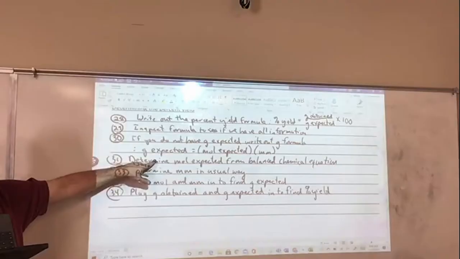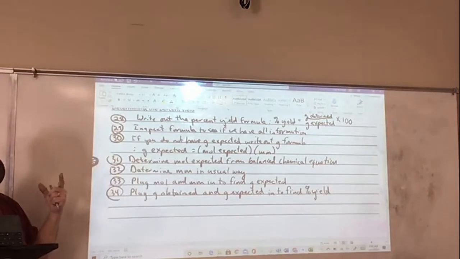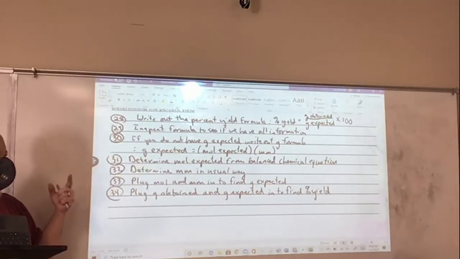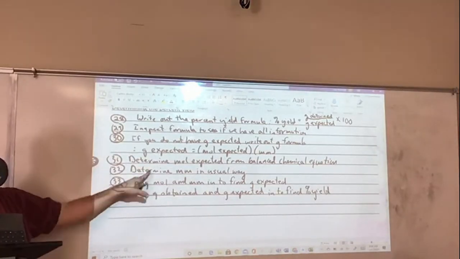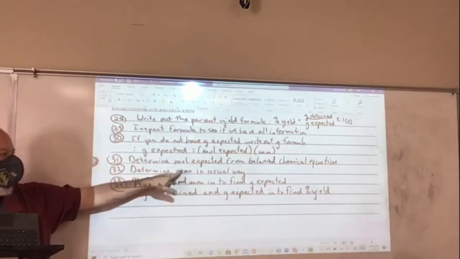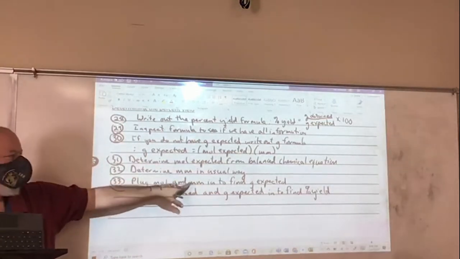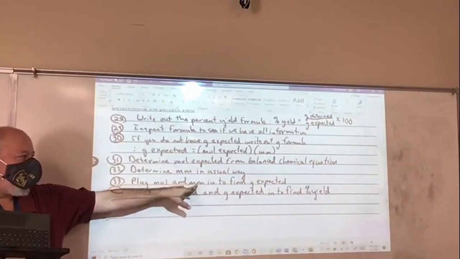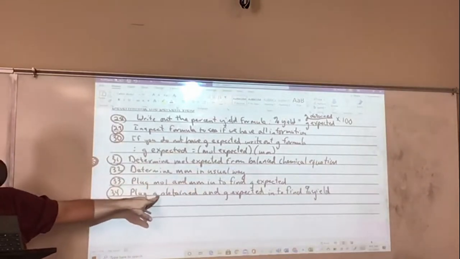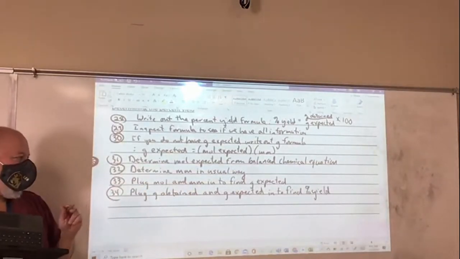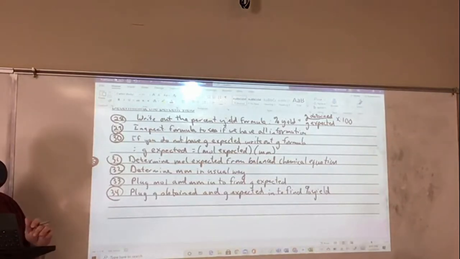And we did that. We found out that we needed 0.01 moles because that was the same as the number of moles of the reactant. We determined the molar mass of lead iodide. We plugged the moles and molar mass in to find the grams expected. We plugged the grams expected and obtained in to find the percent yield.